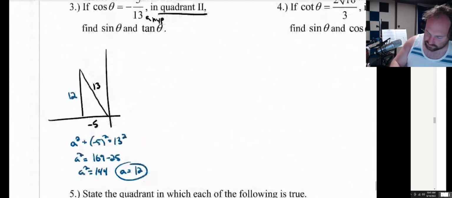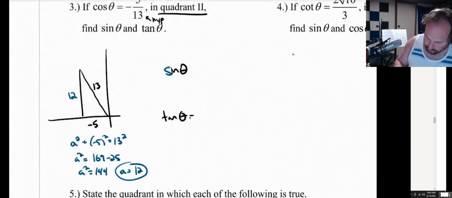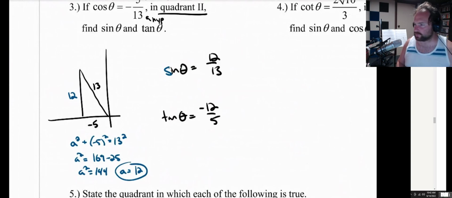So that means that the rest of this problem is pretty trivial in my opinion, because now that we know all three sides of the triangle, the sine is 12 over 13 and the tangent is -12 over 5. All we got to do is grab the appropriate two sides off the triangle, and that's that.